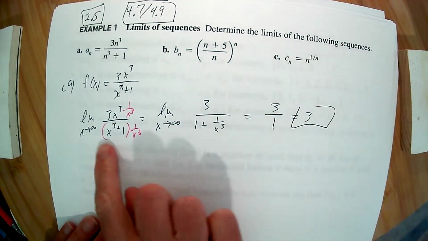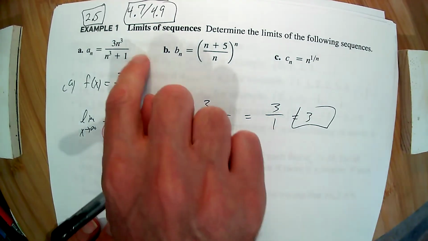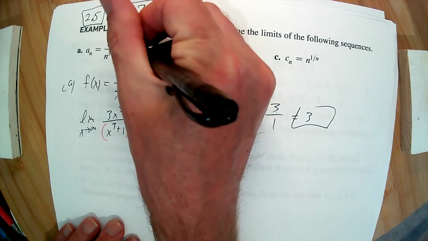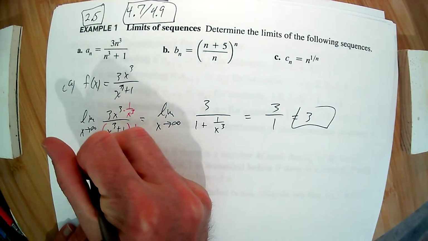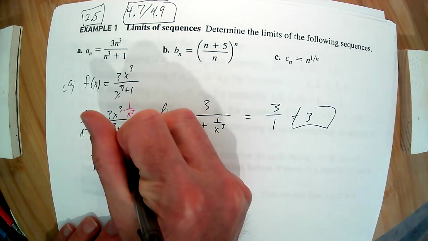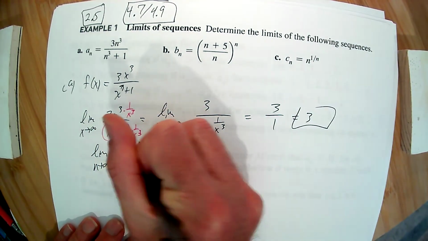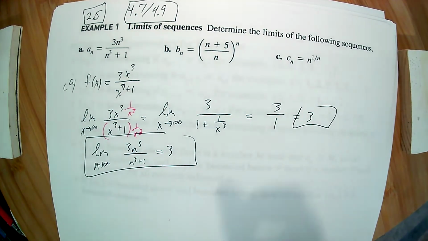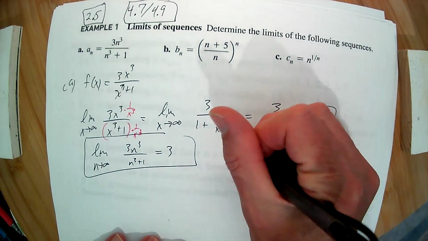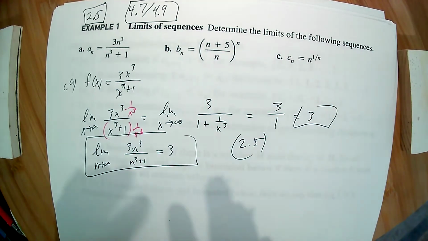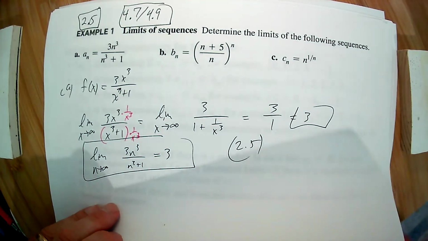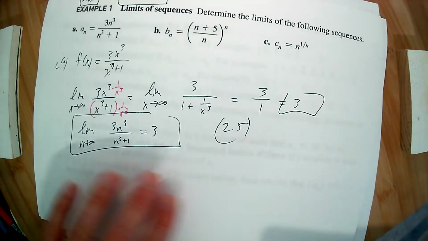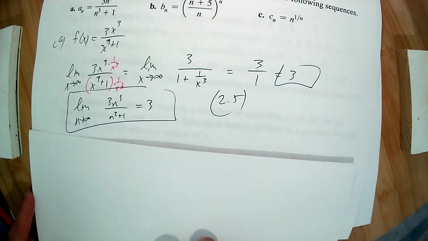Answer is 3. Because I can compute the limit for that function, this sequence, when you just switch to n's, the limit as n goes to infinity of 3n cubed over n cubed plus 1 is also 3. Okay? So the method that I just used there, you can go back and look at section 2.5, and there's lots more examples that are similar. Okay? For part B, let's look at B.